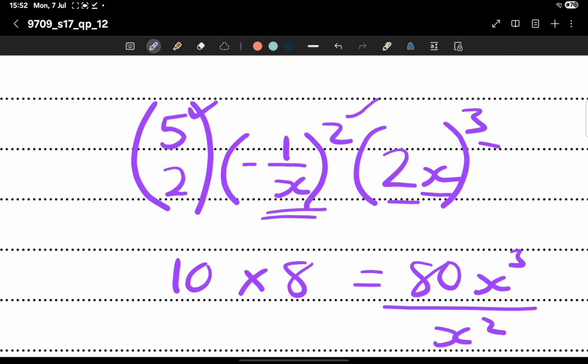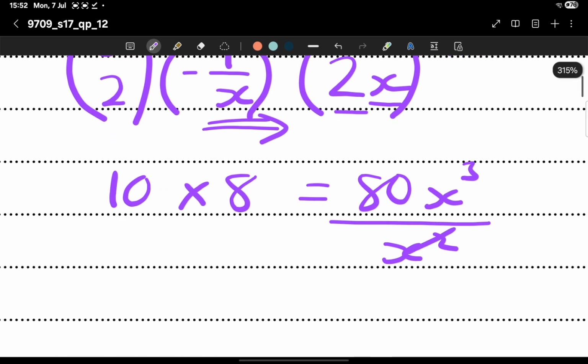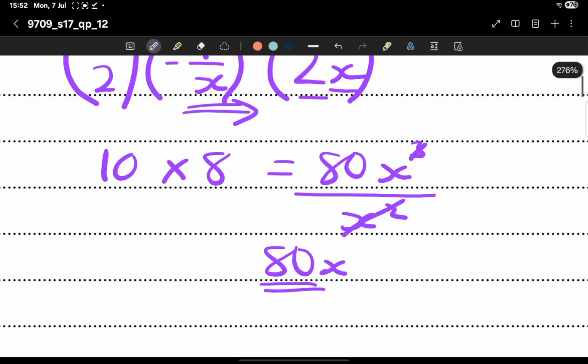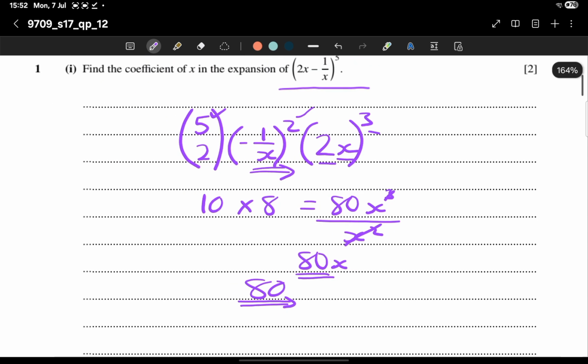We're getting the x squared from this part, right? And these will cancel out to give us 80x. So the coefficient of x in the expansion of this is 80. So 80 will be our answer there.